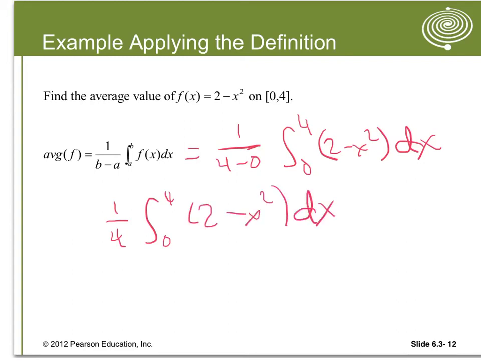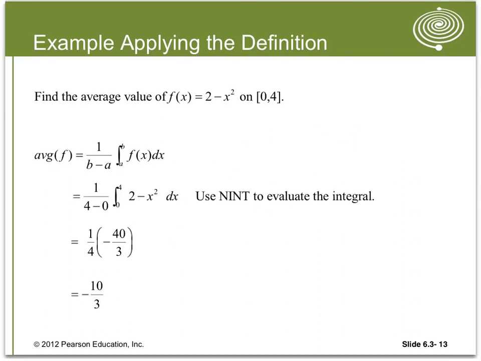And you can go ahead and type that integral from 0 to 4 of 2 minus x squared on your calculator, because we don't at this point have a way of finding that. Multiply that times 1/4, and you'd get your answer of -10 over 3. So that is the average y value of this function from 0 to 4.